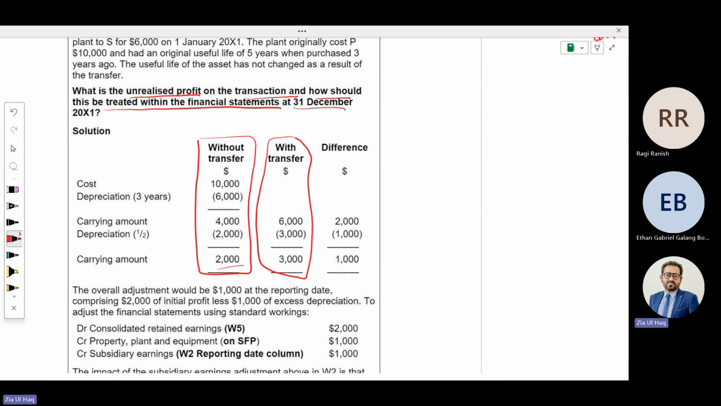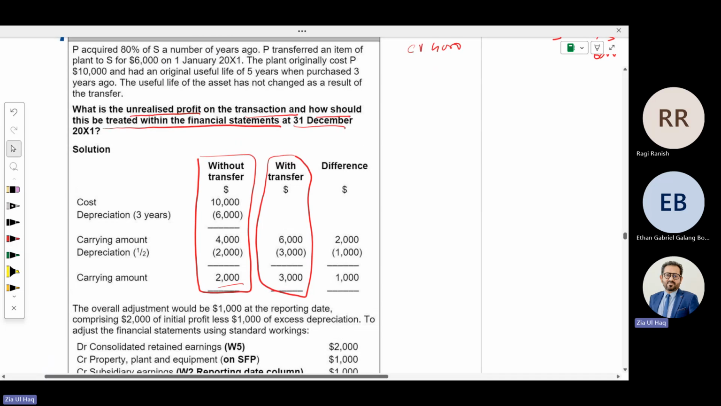Now if we see with the transfer, the carrying amount is 6,000 because subsidiary bought on 6,000, so they will record on 6,000 at start of the year. When they transferred at start of the year, they will charge depreciation of this year based on 6,000. Useful life remain unchanged. Mean if useful life is 5 years, 3 years already used, so how much is remaining useful life? 2 years. So they will depreciate on 2 years. Means subsidiary has charged depreciation of 3,000.